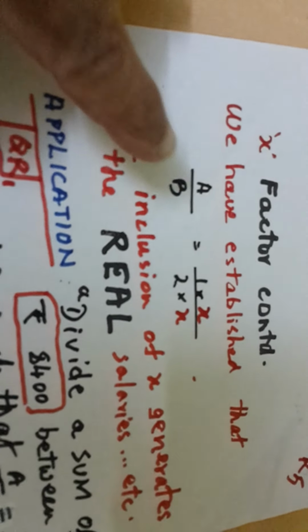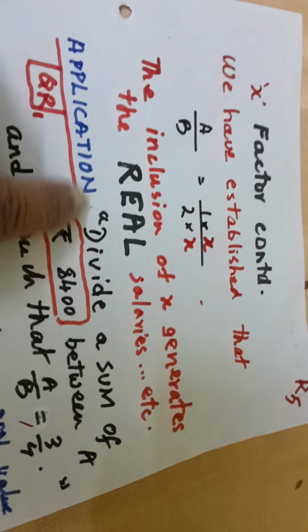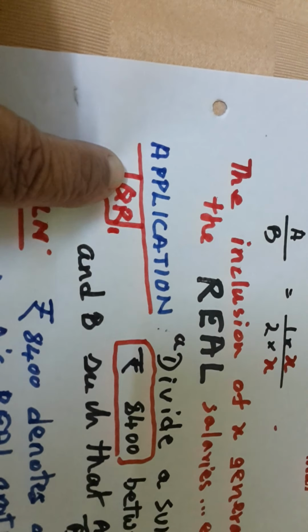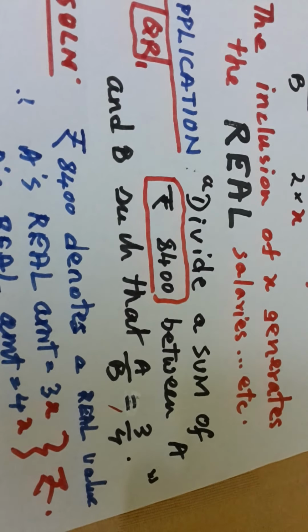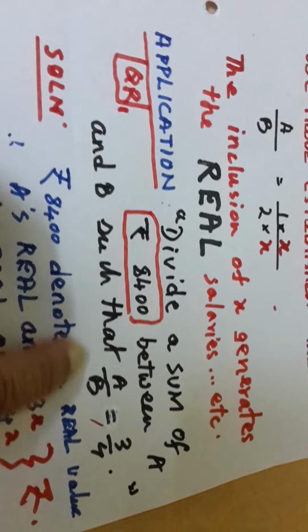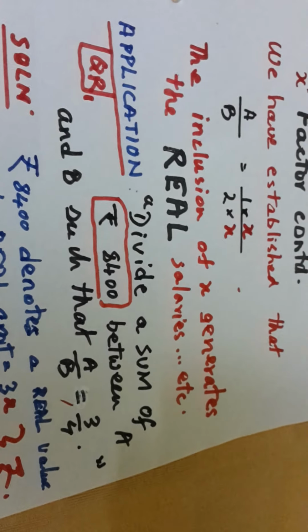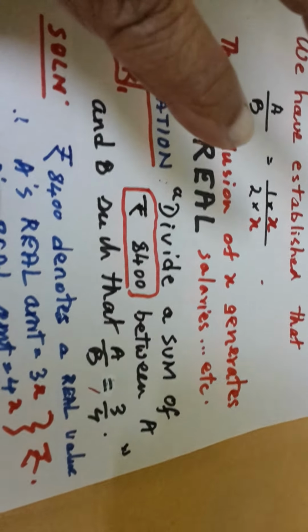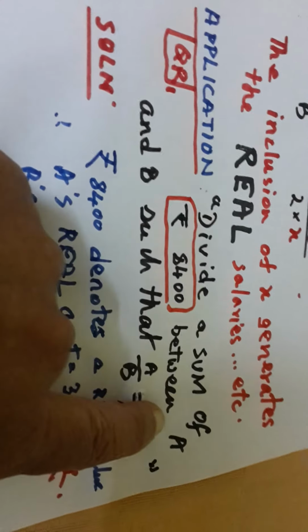X factor continued. See, this is what we have established: the inclusion of X generates the real salaries, etc. Now, application. This is a demo question for ratio. The first question: divide a sum of so much between A and B such that A by B is 3:4. Did you get the question? That means A will have 3 bags of something and B will have 4 bags of something. But the something in each bag is the same. So there's a total of 7 bags, 3 and 4, 7.